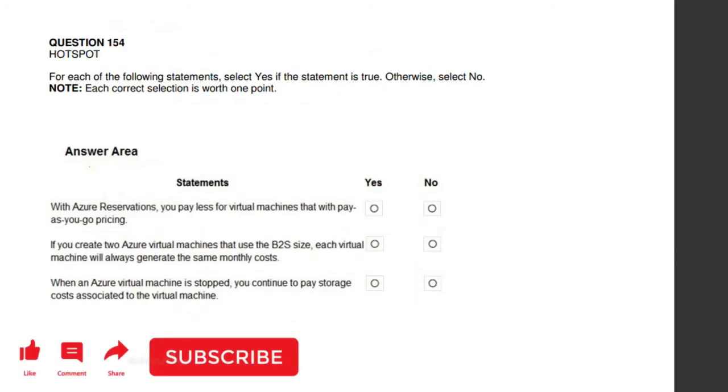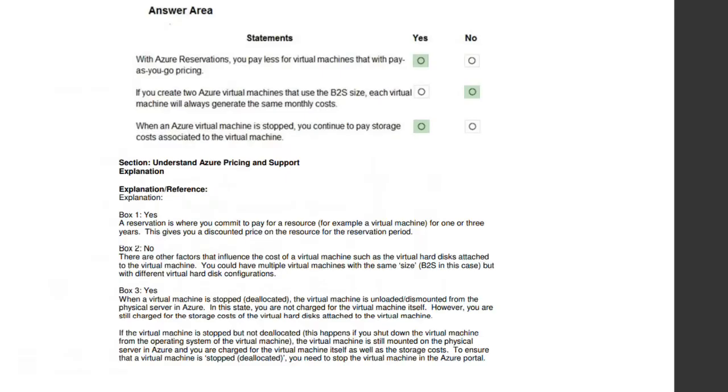So moving to the 154th question. For each of the following statements, select yes if the statement is true. With Azure reservation, you pay less for virtual machines than you pay over here. So the answer is yes. With Azure reservation, you pay less for virtual machines than with pay as you go pricing. The answer over here is yes. If you create two Azure virtual machines that use the B2S size, each virtual machine will always generate the same monthly cost. So it's no. When an Azure virtual machine is stopped, you continue to pay storage cost associated to the virtual machine. So the answer over here is yes. Make sure that you read the explanation as well for better understanding.